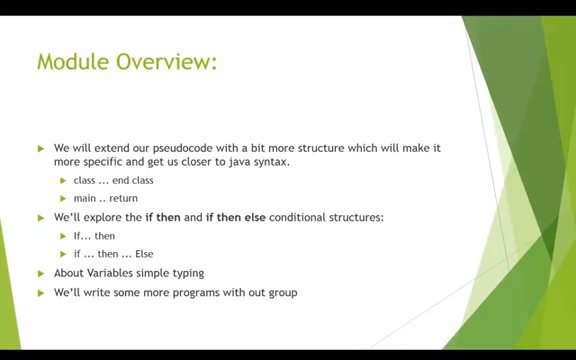So this week we're going to extend our knowledge a bit more. We're going to look at conditional or branching structures, and we're also going to extend our pseudocode. We're going to make the pseudocode a little bit more formal. You'll see that it'll start with class and end class, and then it'll have main and return, and that's going to move it a little closer to the Java structure. So we'll go over that first thing.